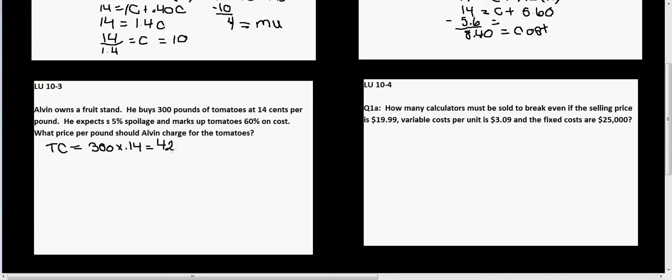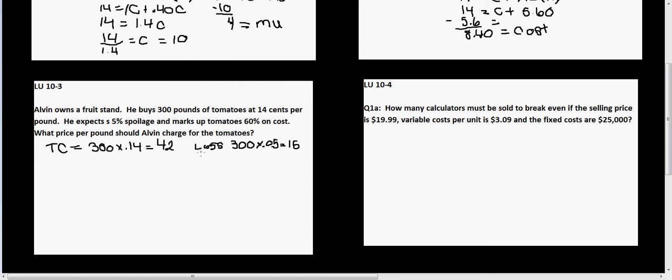$42 total cost. Okay, now he's telling us that our spoilage is going to be 5%, so our loss is 5% of the pounds that we are purchasing. So if we have 300 pounds, 5% of that is 0.05, which is 15 pounds. 15 pounds are going to be lost.